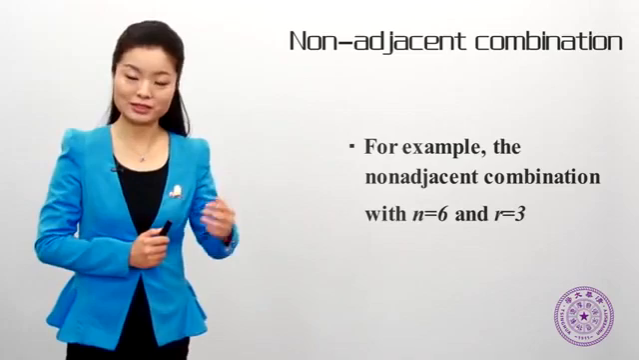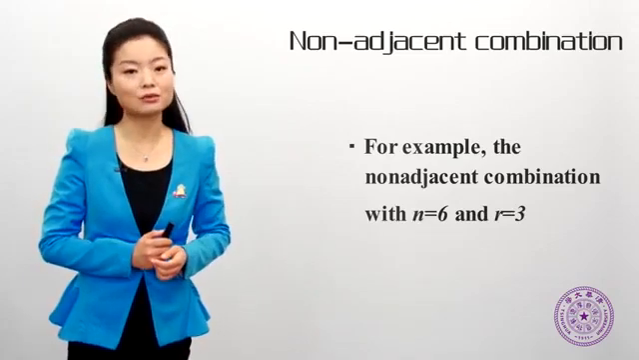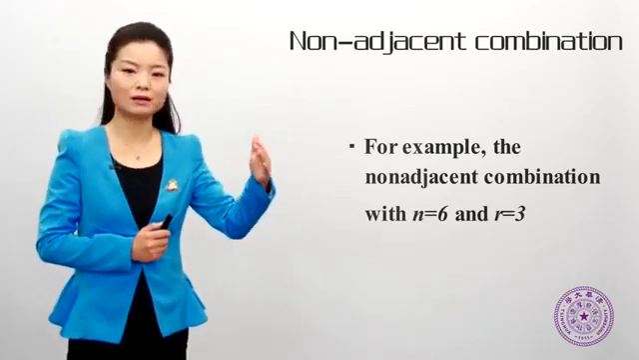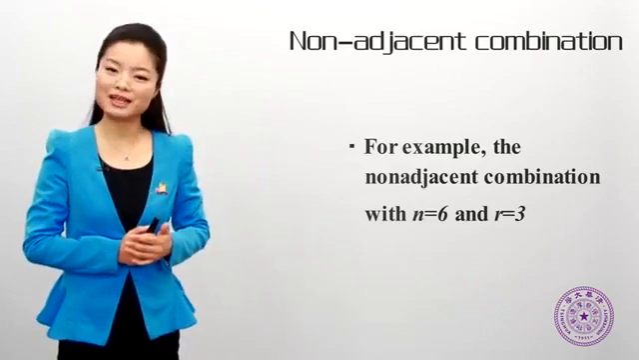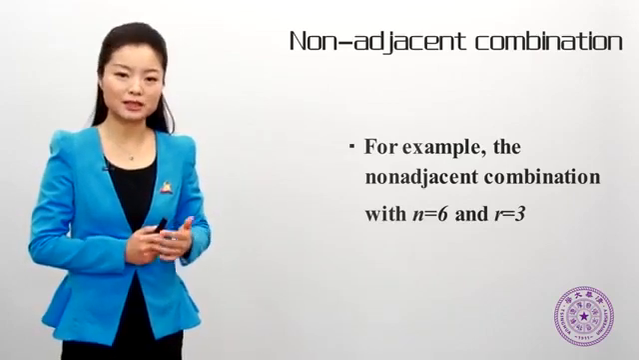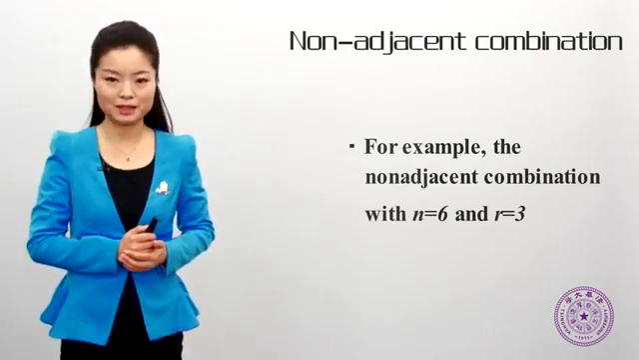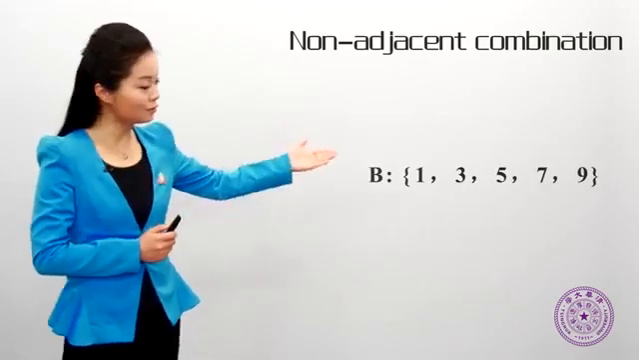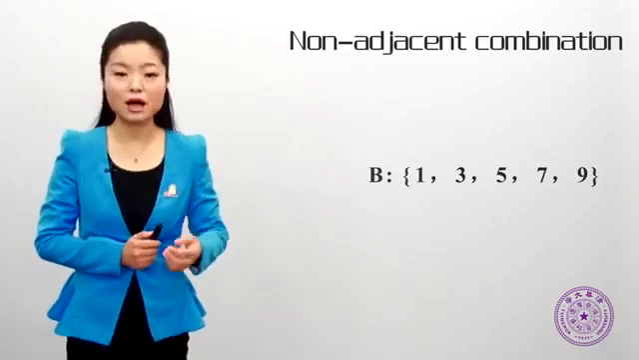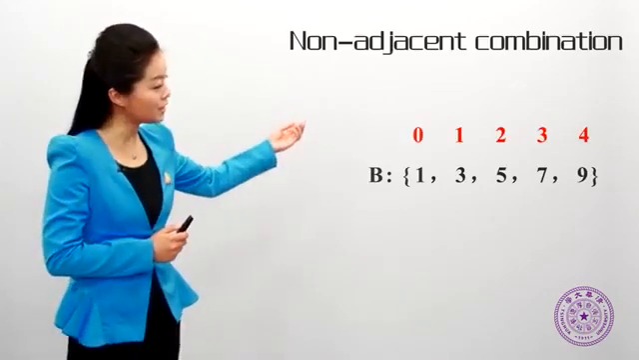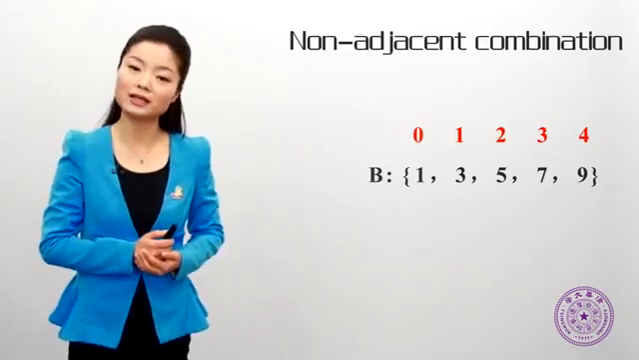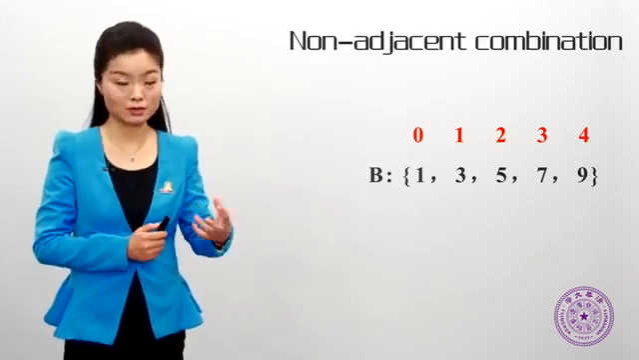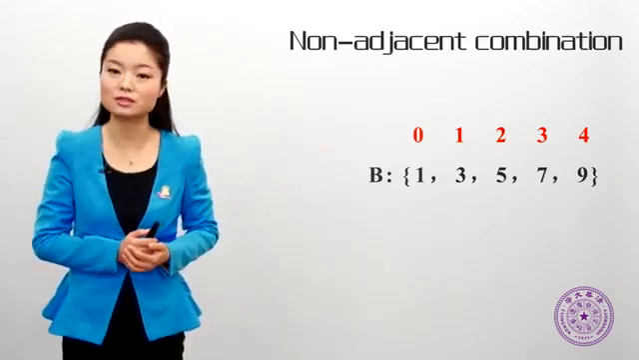We got a little bit of experience when we were doing combinations of multisets. We could use index numbers. So could we do something similar for non-adjacent combinations? Well, for example, we have such a non-adjacent combination 1, 3, 5, 7, 9. What are the index numbers? The first one is 0. What about the last one? There are 5 numbers. The last index is 4.